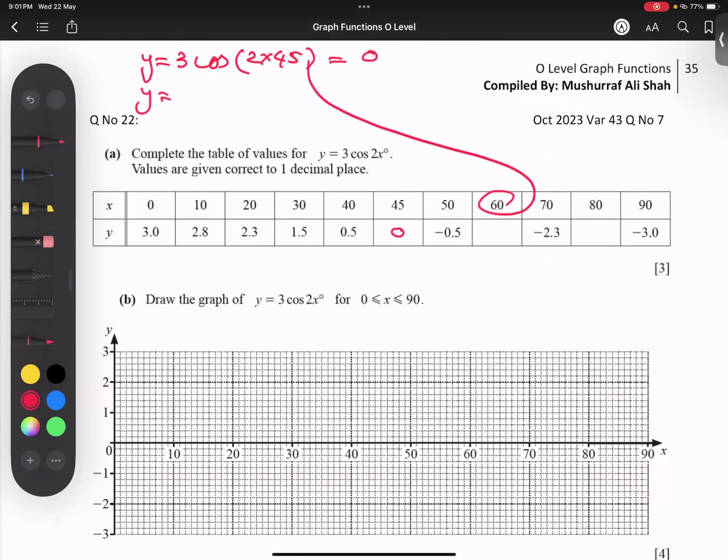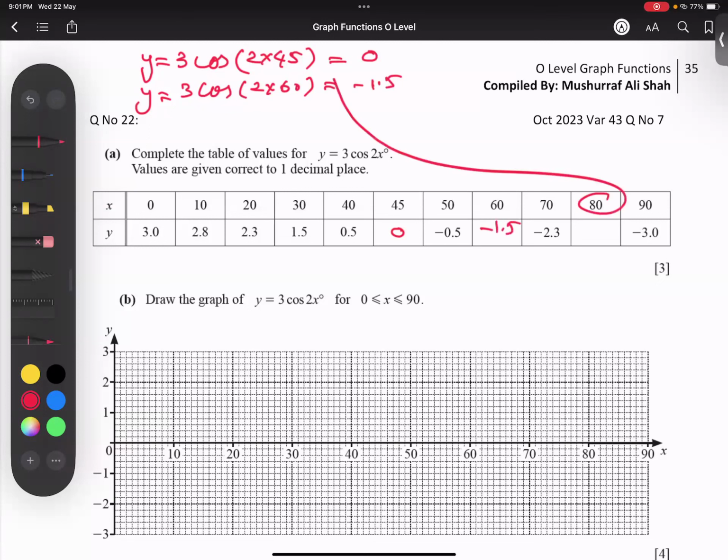So when I plug in 60 in the place here, it's 3 times cos of 2 times 60. So I get negative 1.5. And I believe you're understanding. When I plug in 80 in the place of this, so y is equal to this working. You show it to the examiner or don't show it to the examiner, no problem at all.